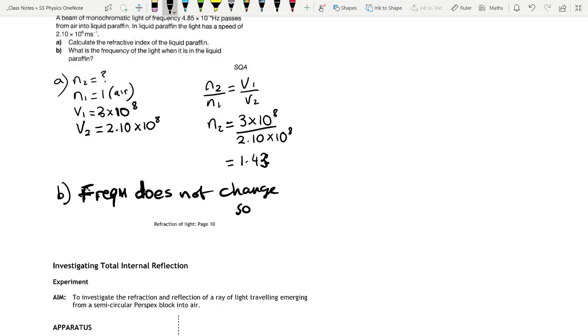So it's just the frequency in the question. So 4.85 times 10 to the 14 hertz.